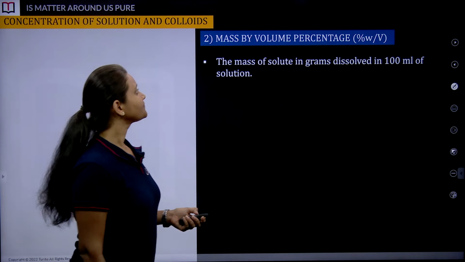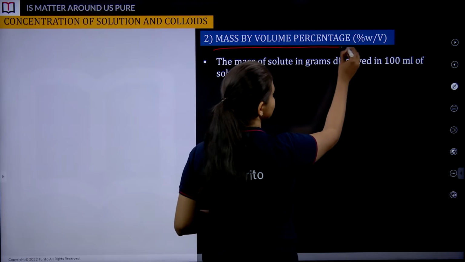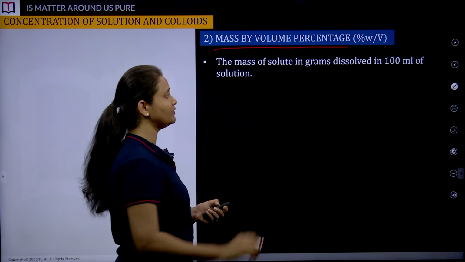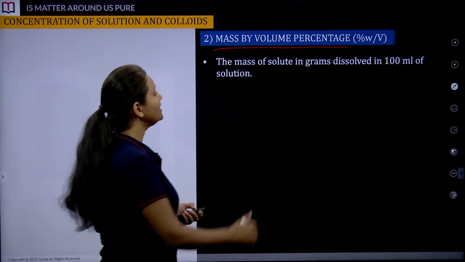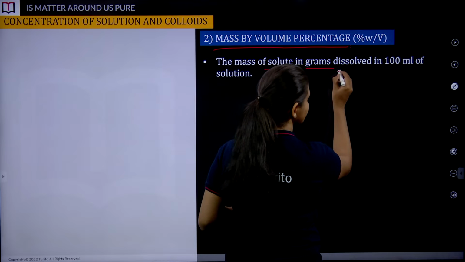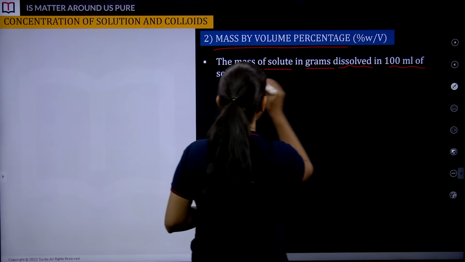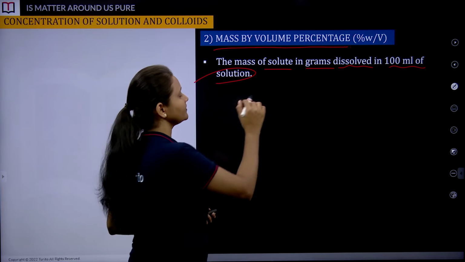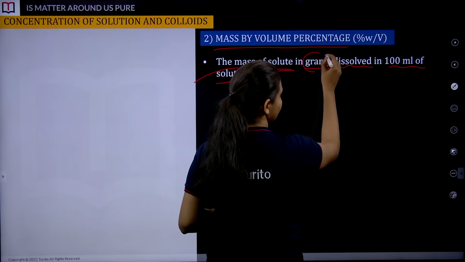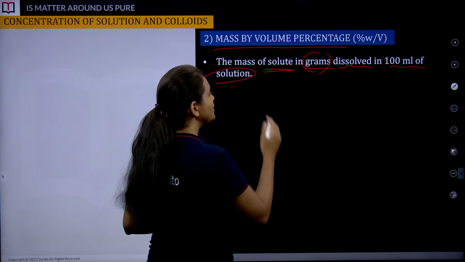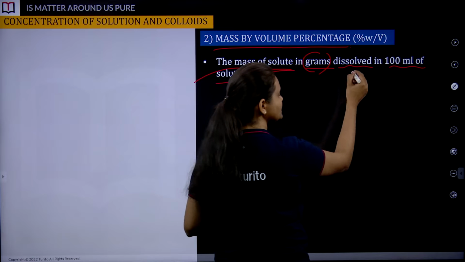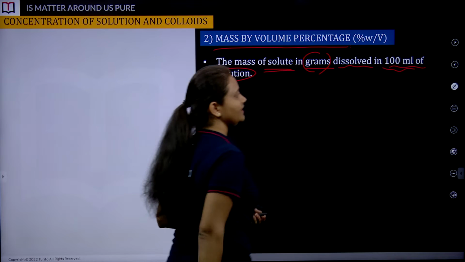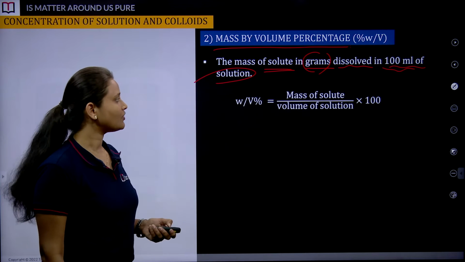Next we have mass by volume percentage. So here we need to understand the mass of solute in grams dissolved in 100 ml of solution. The unit is gram. So how much solute in grams is getting dissolved in 100 ml of solution? So how do we write it?